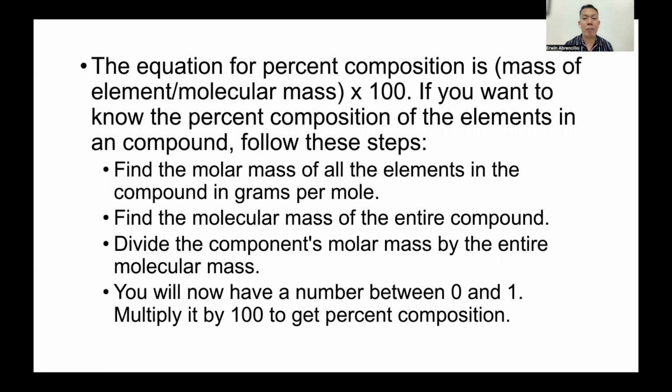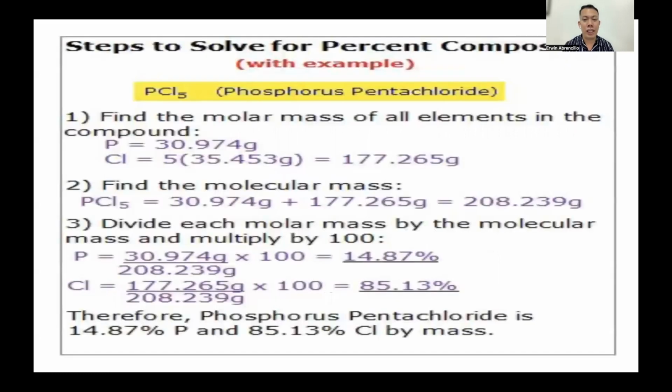Whatever answer you get, multiply it by 100 so that you get the percent. So if you want to know the percent composition of the elements in a compound, follow these steps. First, find the molar mass of the elements in the compound in grams per mole. Second, find the molecular mass of the entire compound. Third, divide the component's molar mass by the molecular mass, and you will have a number from 0 to 1. Then multiply it by 100 to get percent composition. Just like this one.